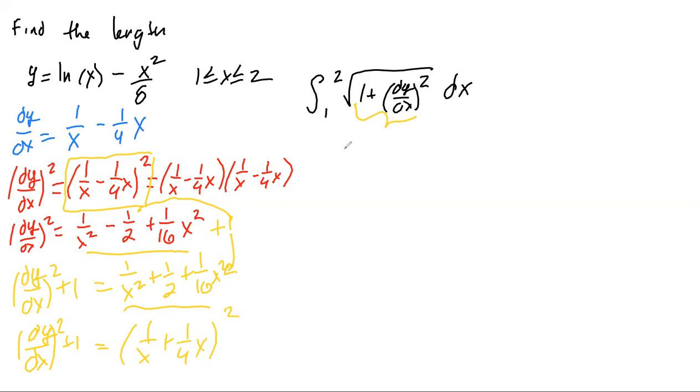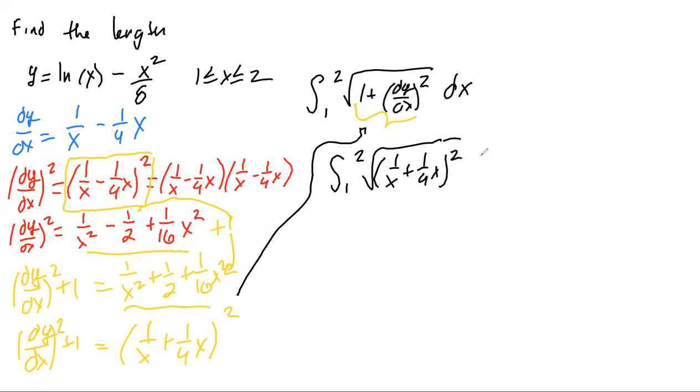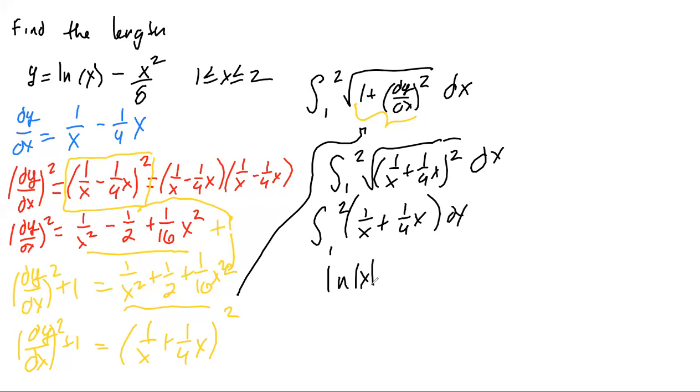So in the substitution of this integral, we can put that in there. We're substituting this in right there. So the integral from 1 to 2 of the square root of 1 over x plus 1/4 x squared dx. This square and square root take care of each other. So the integral from 1 to 2 of 1 over x plus 1/4 x dx. The antiderivative of this is going to be the natural log of the absolute value of x.